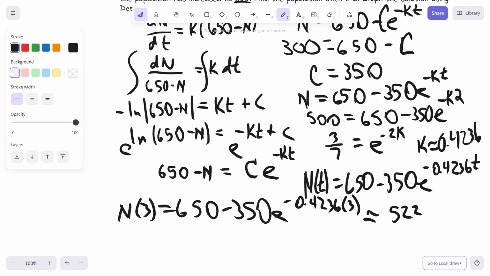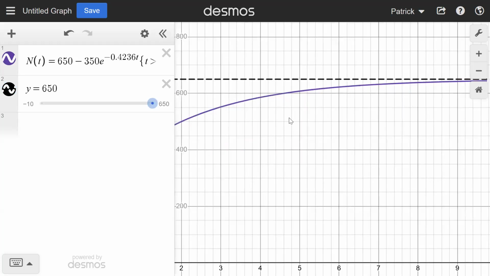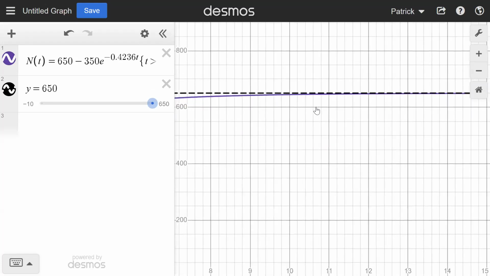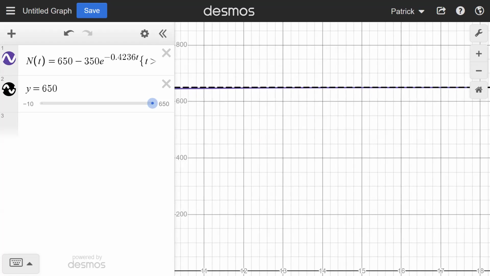So we're going to look at a model of this population in Desmos. Here we have the graph of N of t. It's in purple here, and you can see that the graph is increasing and concave down. I graphed 650, which is the limiting value of this function as t approaches infinity. We could see that the graph kind of levels off there. We're going to go ahead and move on to the next example.